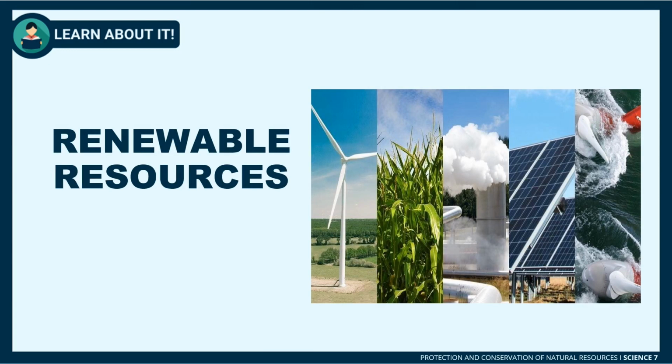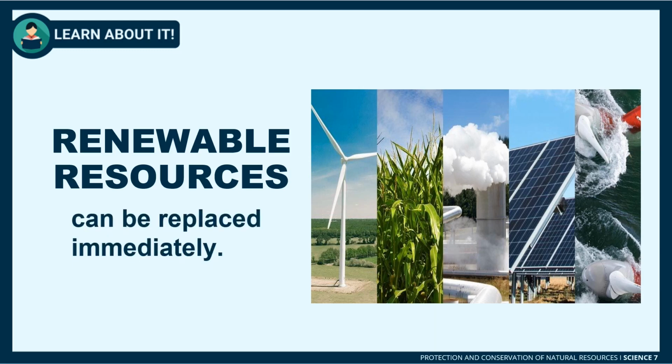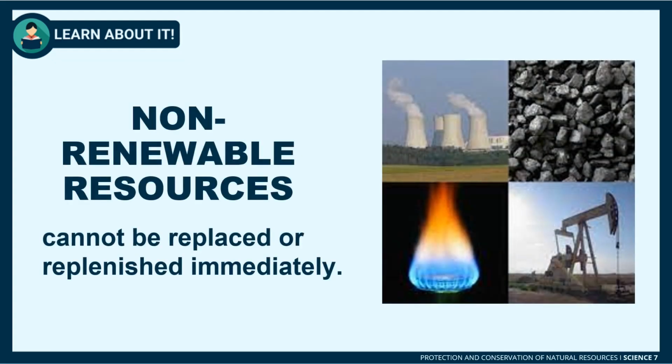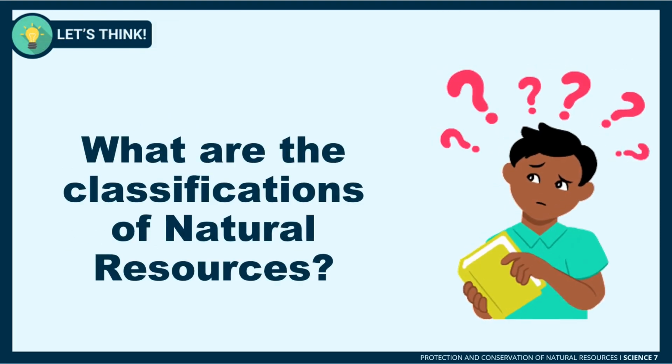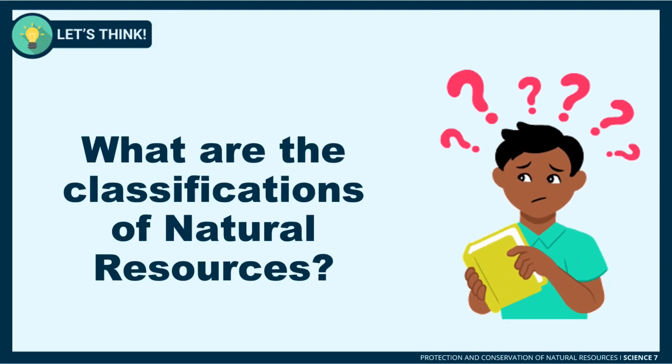Natural resources can be described as renewable and non-renewable. Renewable resources are those that can be replaced immediately. Examples of this are wind energy, solar energy, hydrothermal energy, geothermal energy, and biomass. On the other hand, non-renewable resources are those that cannot be replaced or replenished immediately. Examples of this are oil, natural gas, coal, and nuclear energy. Let's identify what are the classifications of natural resources.